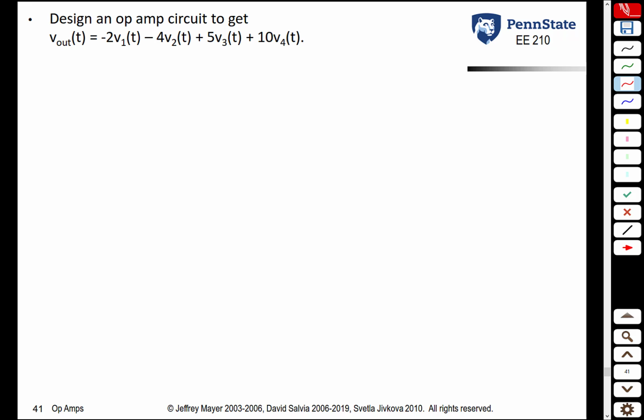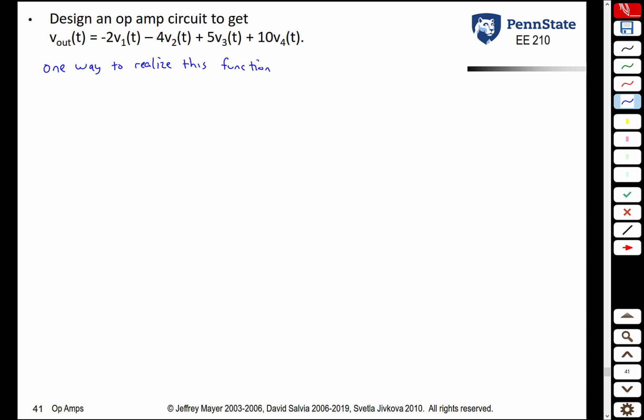So suppose we have 4 different input signals, V1, V2, V3, V4, and we want to combine them, multiplying V1 by -2, V2 by -4, V3 by +5, and V4 by +10. And we want to create the output based upon that. Turns out there are multiple ways you can do this. One way to realize this function is what?